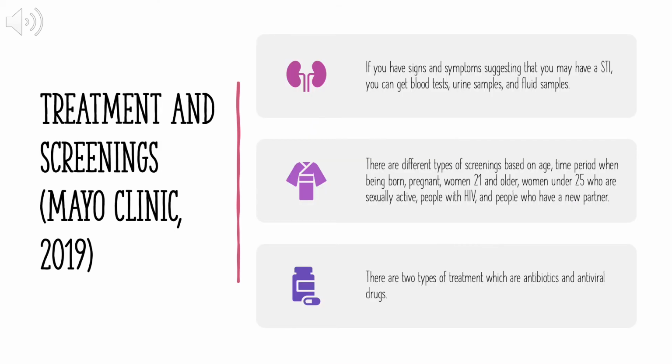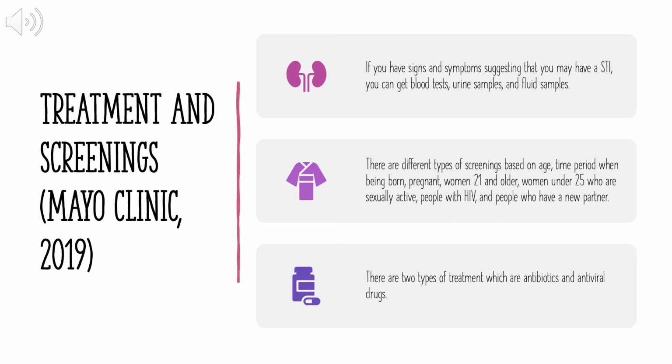So, on this slide, I'm going to be talking about treatment and screenings. Most of the time with sexually transmitted infections, there are going to be a lot of signs and symptoms that you have one. And there are a few things that you can do. You can get a blood test where they take your blood and test it to see if you have any sexually transmitted infections. One of the more common ones is a urine sample. I know at colleges they do that a lot more often than blood tests, unless they suspect it's something that requires a blood test. And there are also fluid samples.